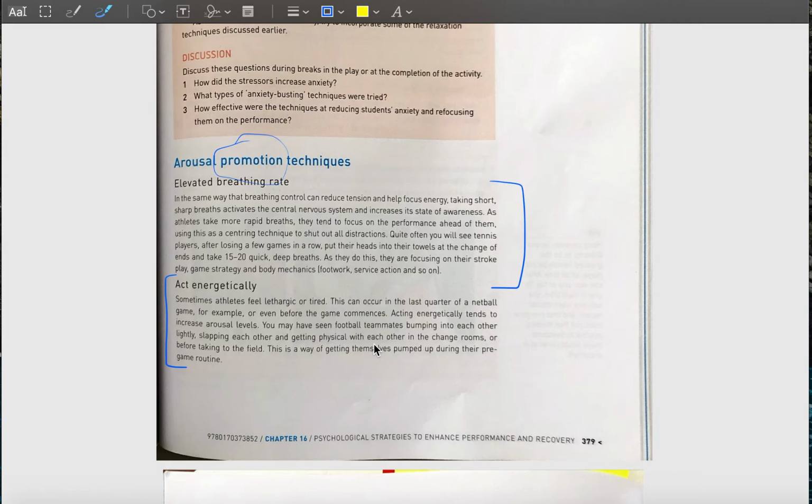One thing that they can do is also move their feet and their arms in the action of the game, like a tennis example there where it says focusing on your stroke play, for example. That can actually help bring arousal levels up. Next thing that you could do is act energetically. It sounds pretty basic, but it makes sense that bumping into each other, lightly slapping each other, getting physical with each other in change rooms before you take to the field in a game of AFL or rugby, as you have seen, is one of the things that actually helps improve arousal techniques for athletes, but you need to be very careful, because if an athlete is already within their optimal zone, this could push them to being too highly aroused.